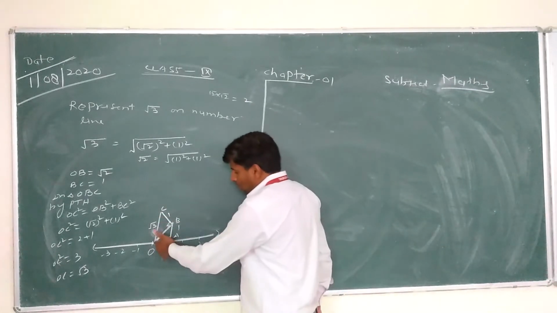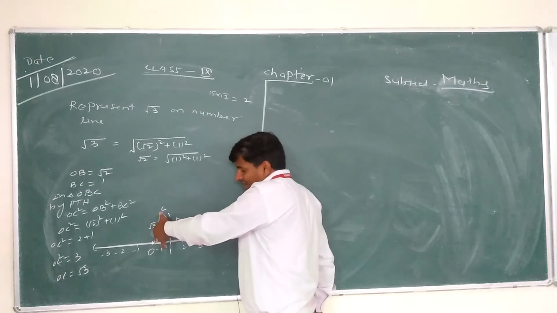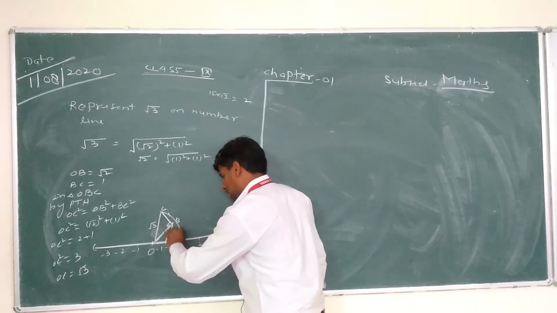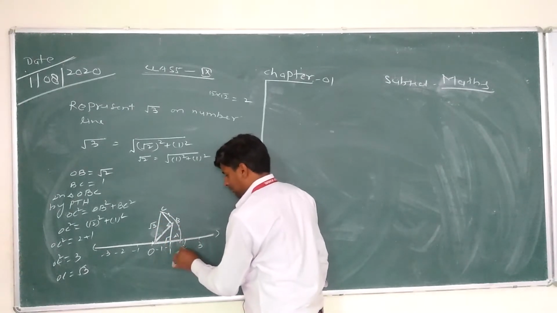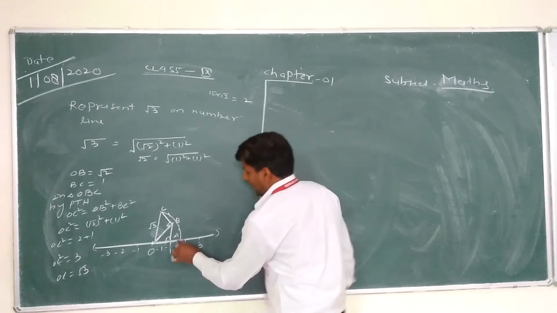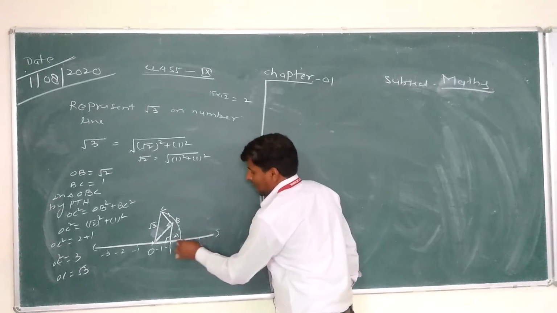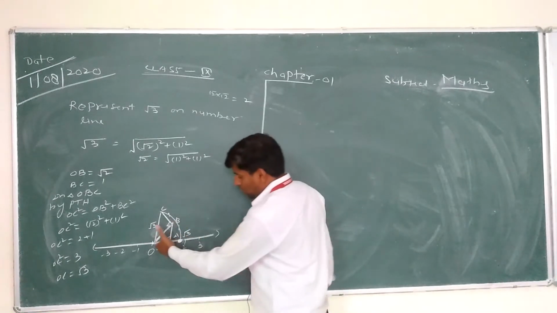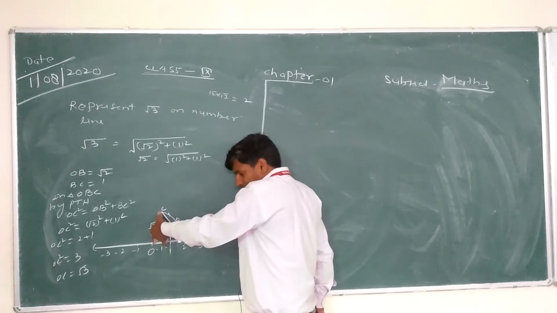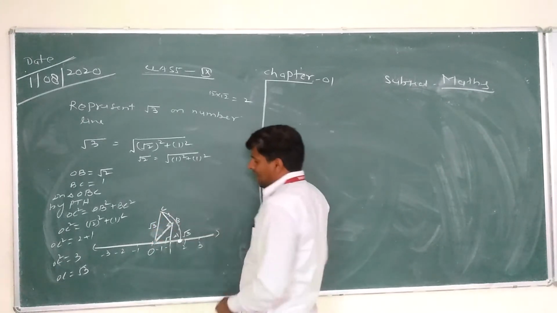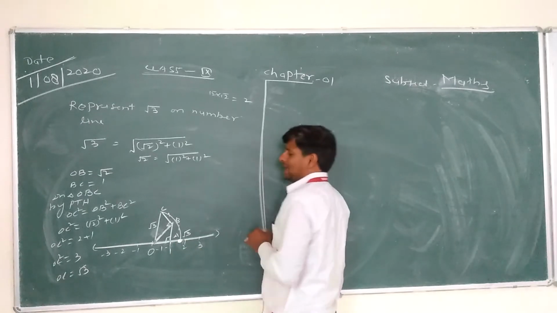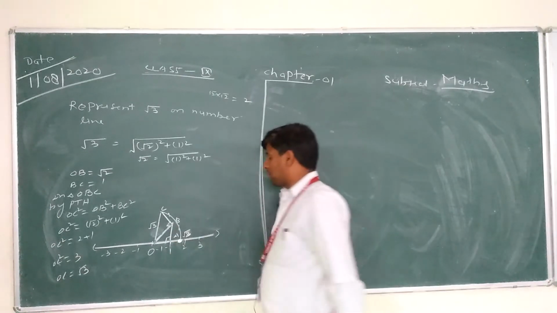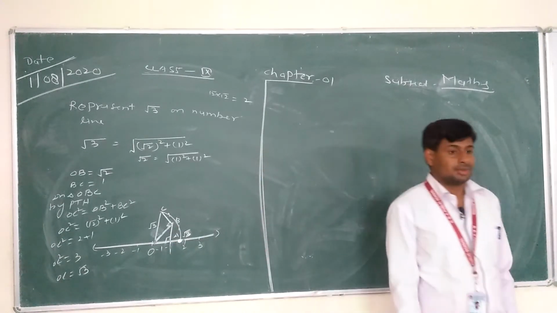So you know that OC can be represented. We take O as the center, OC as the radius, and draw an arc, which intersects the given line at a point, and this point represents root of 3. What do we do? Take O as the center, OC as the radius with a compass, and draw an arc. This arc will intersect the line at some point. That point where it intersects represents root of 3. That's clear?